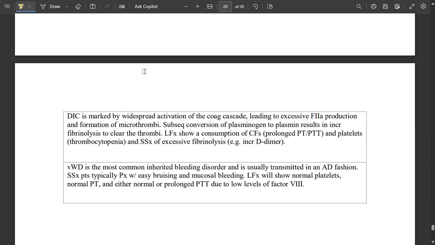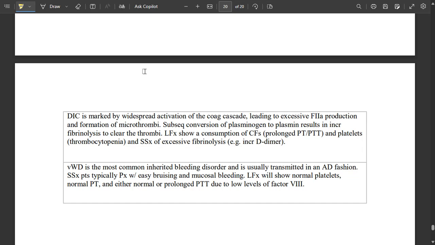DIC is marked by widespread activation of the coagulation cascade, leading to excessive factor 2A production. So there is more thrombin activation, and thrombin forms microthrombi. Subsequent conversion of plasminogen to plasmin results in increased fibrinolysis. Plasmin clears the thrombi that were produced because of factor 2A activation. Plasmin breaks down the thrombi and produces D dimers. Fibrinolysis occurs and D dimers are increased.